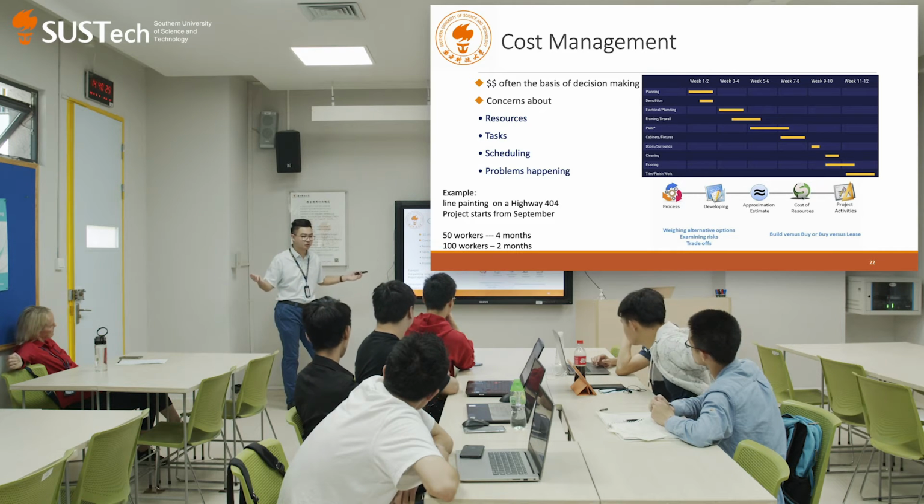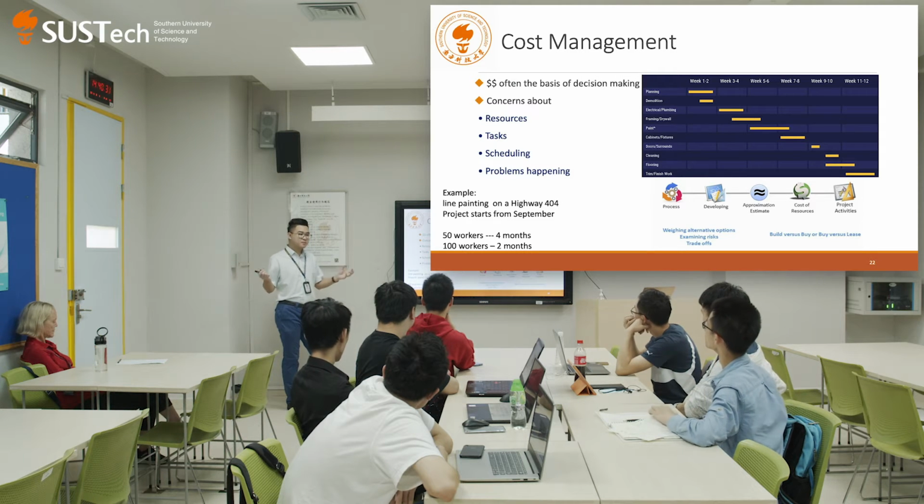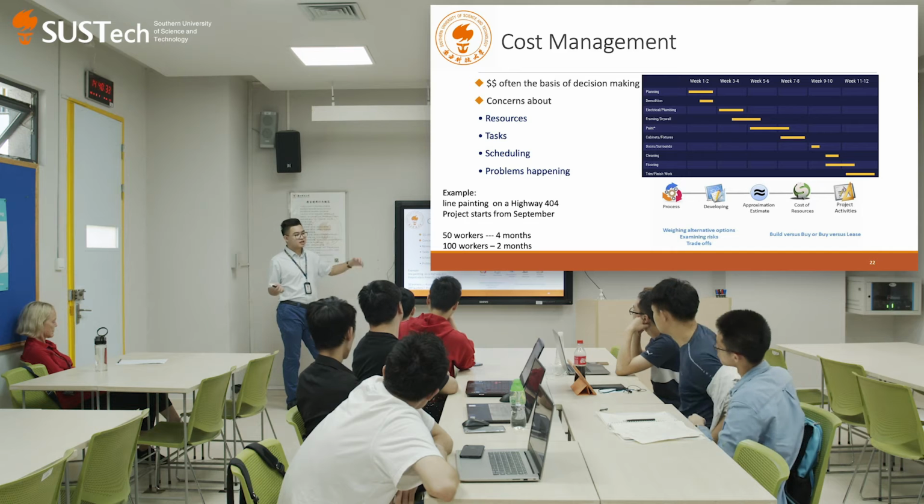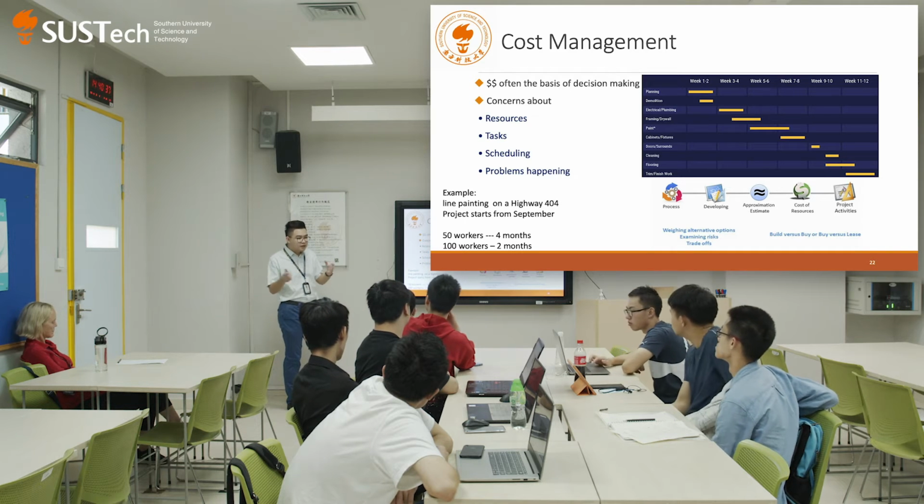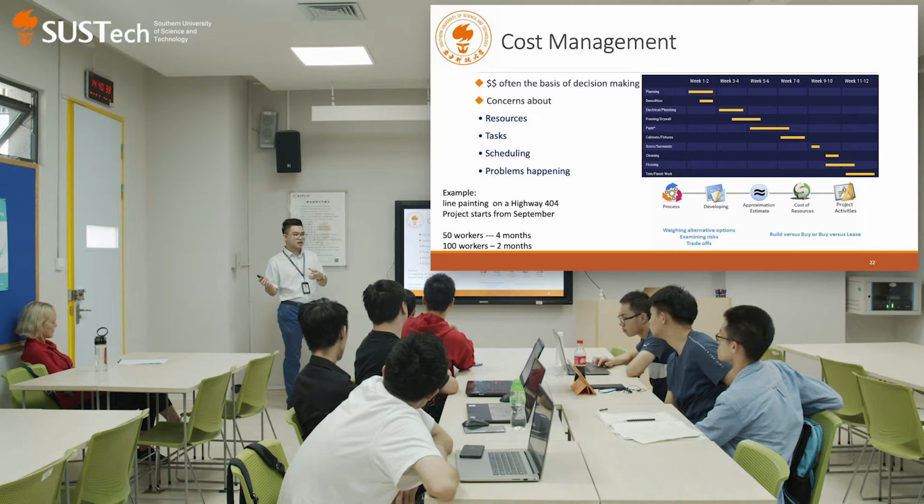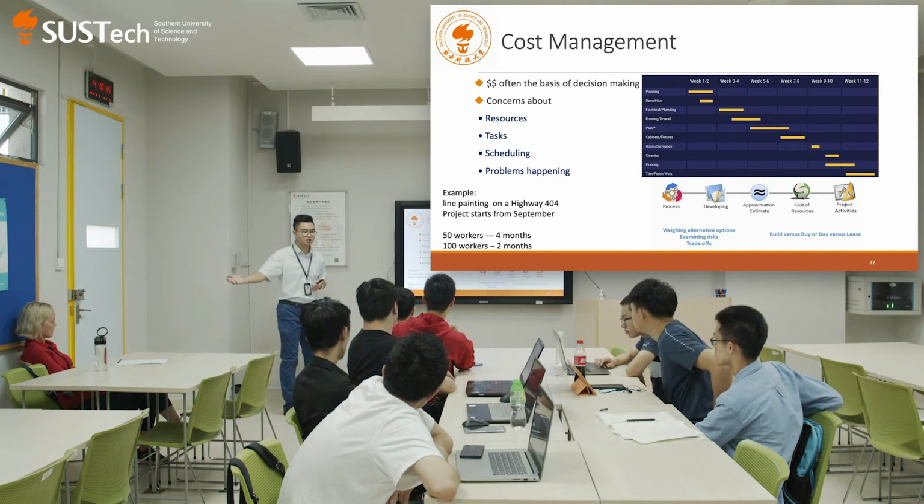I need to hire 100 workers. Why? Because of the scheduling, right? If I'm going to spend the same amount of money, then the second option can give me an early finish of the project, right? Less time spent. That would be much better, right? I can finish the project earlier and then I can work on something else, right?